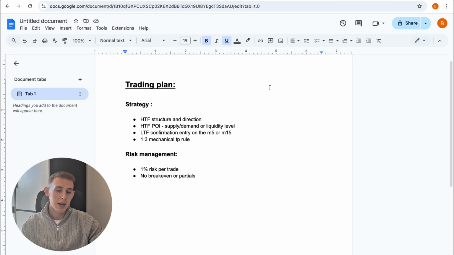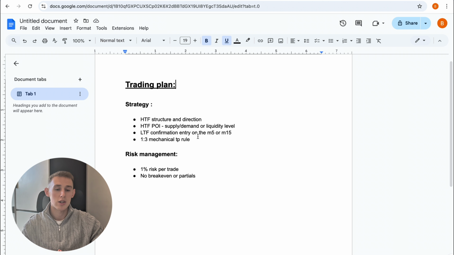We're going to use a mechanical target rule, so we're just going to simply target a 1 to 3. We're going to ignore all of the structure, any liquidity levels, anything like that, and we're just going to mechanically target a 1 to 3. If you guys haven't tested this yourself, I would highly recommend it. It is something I've started to implement more recently, and it simply just takes away any discretion when you're trading in the live market, which helps you to get rid of any of the emotional decision making that you may or may not make currently.